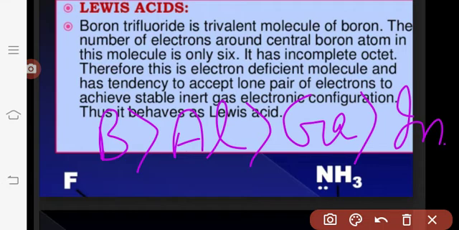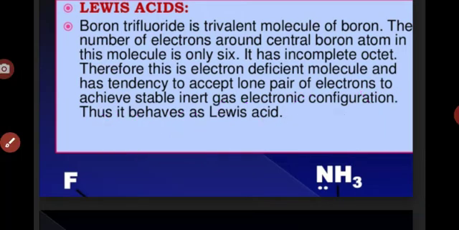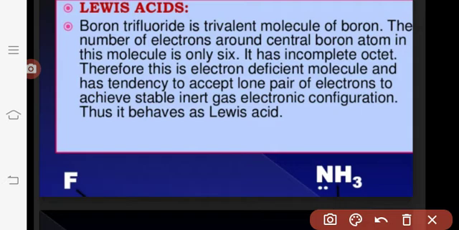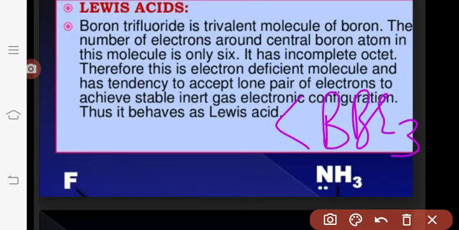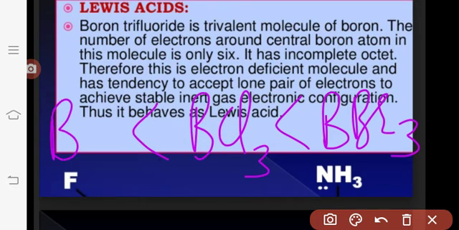So the order will be BBr3, BCl3, after that BF3, because of the electronegativity of the halogen group.